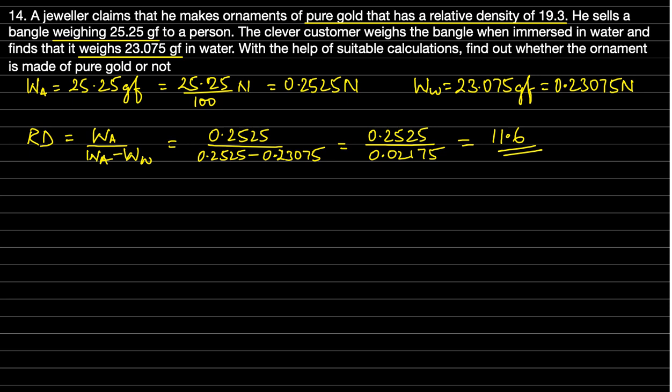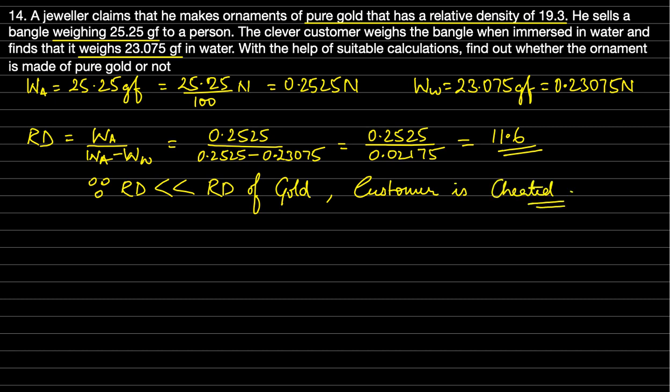So as we can see, there is a massive difference between the relative density of pure gold and the relative density which the customer has got. So we can write, since relative density is way less than relative density of gold, the customer is cheated. So that completes the 14th question.